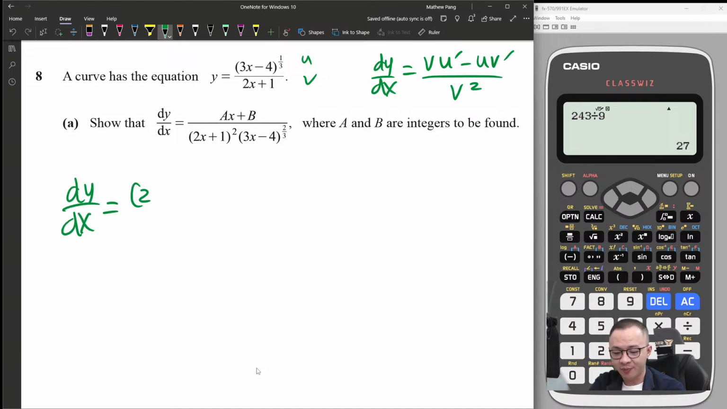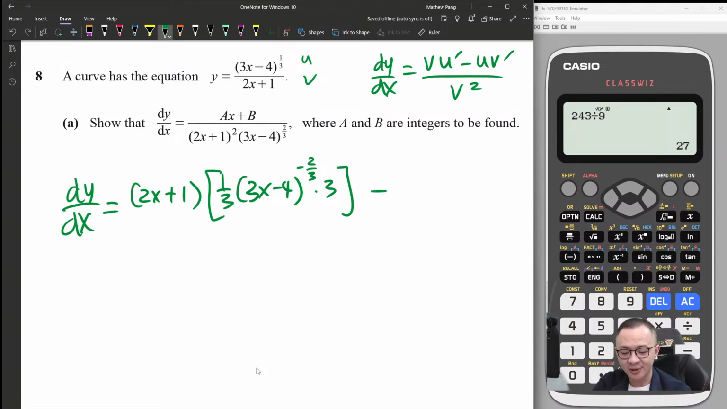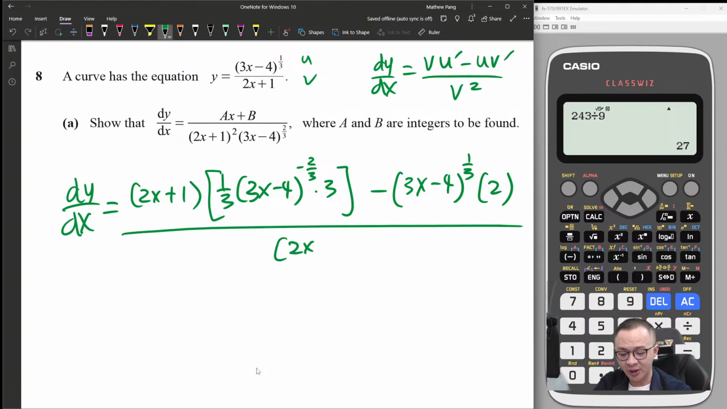So v is 2x plus 1. Differentiate u: 1 over 3, (3x minus 4), power minus 1, negative 2 over 3. Differentiate inside the bracket, I got a 3 here. Minus, copy the u, (3x minus 4) power 1 over 3. Differentiate the v, 2, divided by v square, (2x plus 1) square. Alright, let's simplify whatever is possible to simplify here. 1 over 3, 3, I will simplify. Nothing else I can simplify.